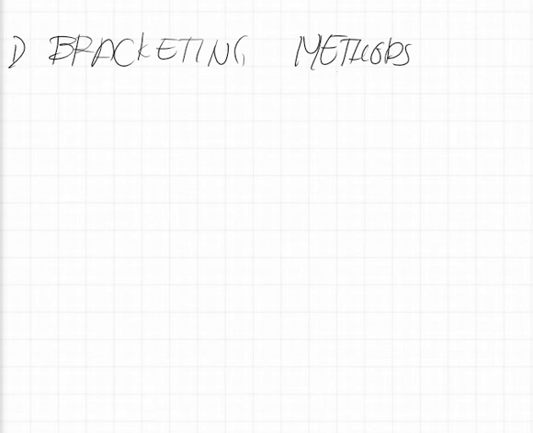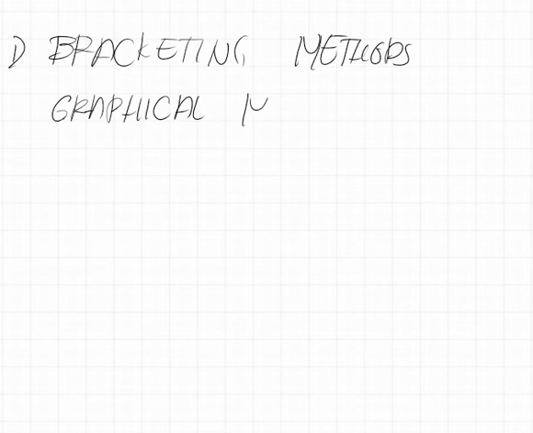The first that we should be discussing will be the graphical method. Before we go to the different methods, first we need to understand how to graph, how to plot a function, and determine from that what the root of that function is.